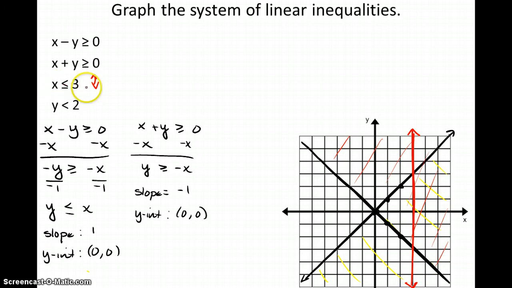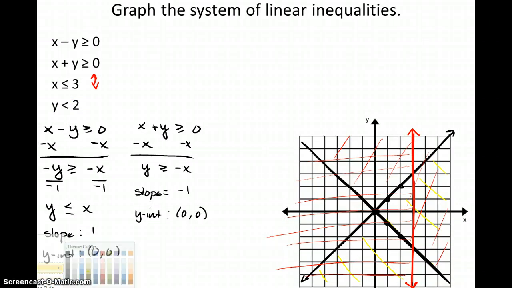It's less than, so we will shade to the left, lightly, trying to keep track of where your triple shaded area is. Your last inequality will be y is less than 2. For this one, we will have a horizontal line at 2, and it will be dashed because it's not equal to.